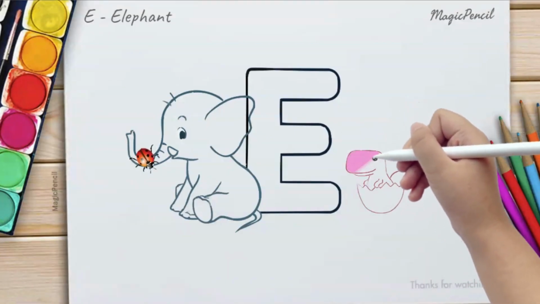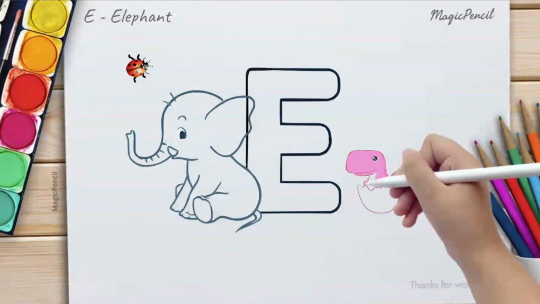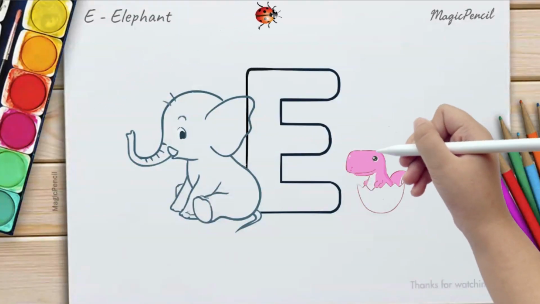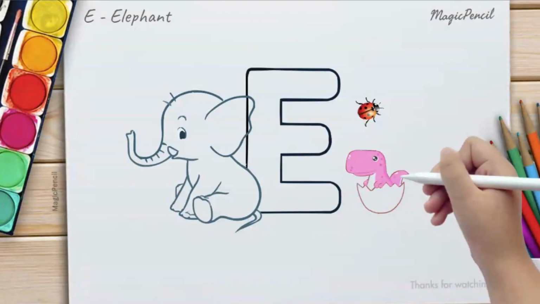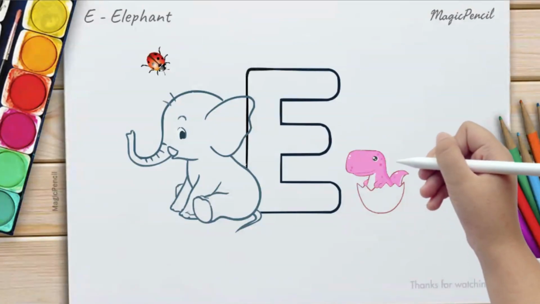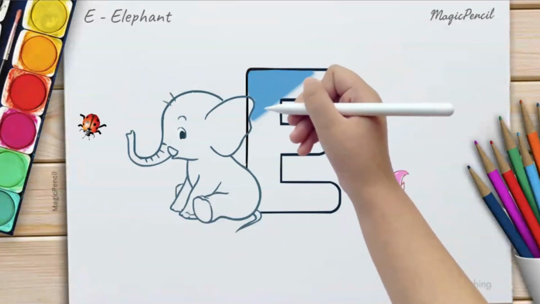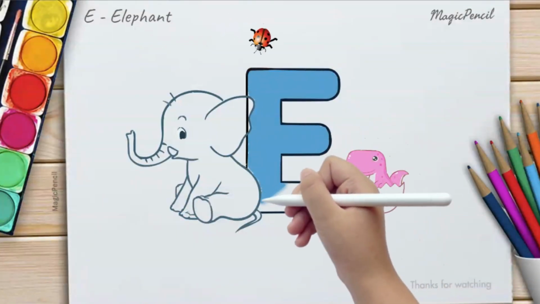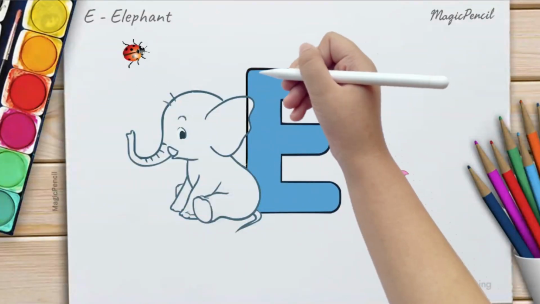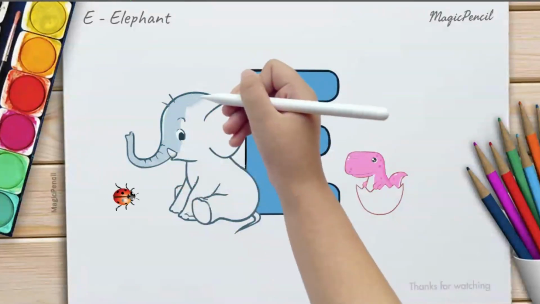E for elephant, elephant, E, elephant. E for egg, and elephant.